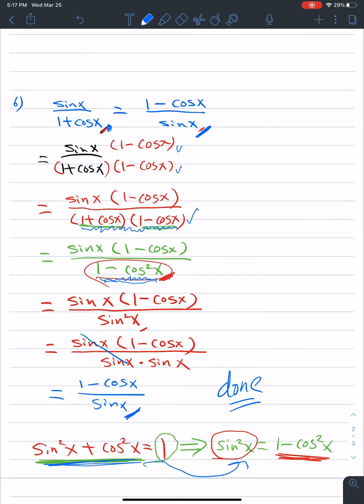Do you see how we changed that from here to here? So I am using 1 minus cosine square equals sine square. So sine square equals 1 minus cosine square. So sine square replaces 1 minus cosine square. So I got that. And then sine square I cut into 2 of them. One of them cancels, and I still have 1 of them right here. So those 2 cancel. I got those 2, so they are exactly the same. I'm done. That's example 6.